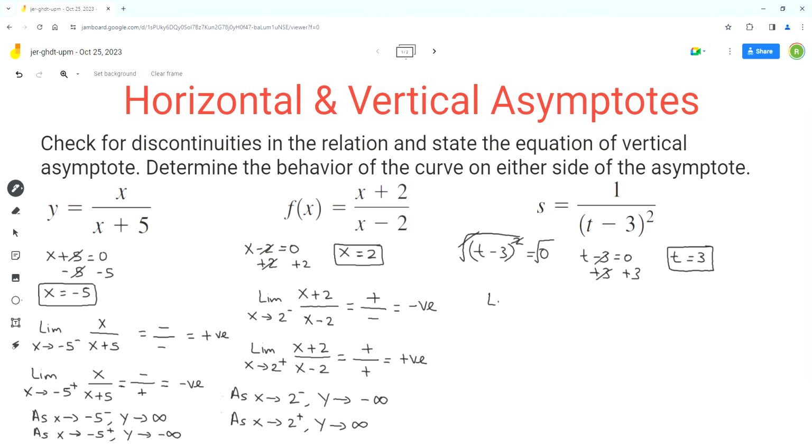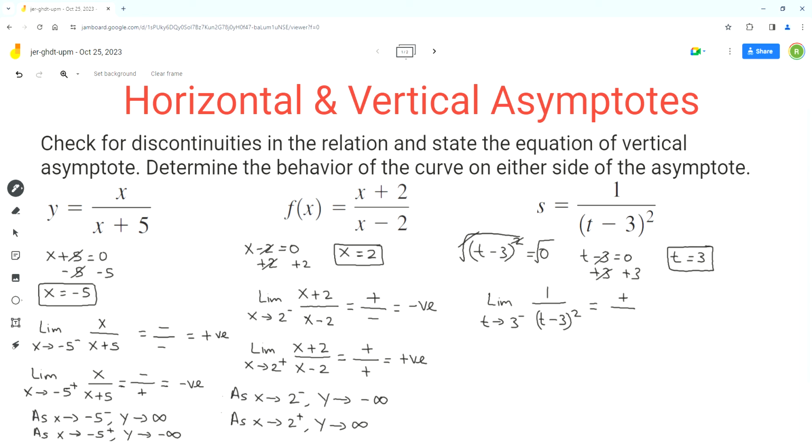So let's start with the left side. So limit, in this case the independent variable is t, so we'll have to use t. So t approaches 3 from the left side, of 1 over (t - 3) squared. So we'll have to use a value close to 3 but on its left side. So one example is 2.9. Now the numerator will always be positive because in this case it's just a positive number 1.